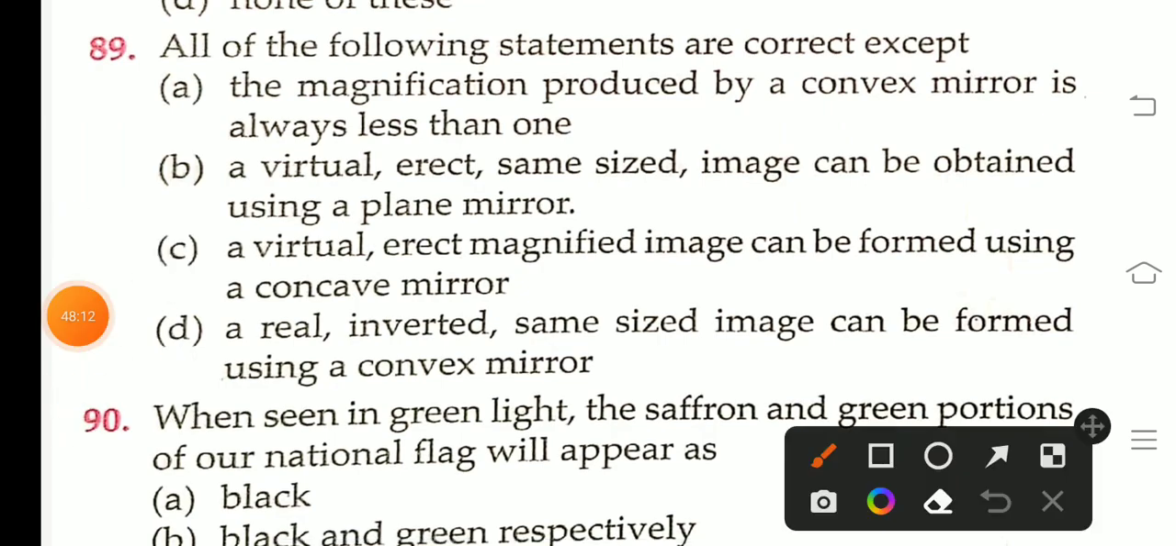Next, all of the following statements are correct except. Right answer will be option D. A real inverted same sized image can be formed using a convex mirror.